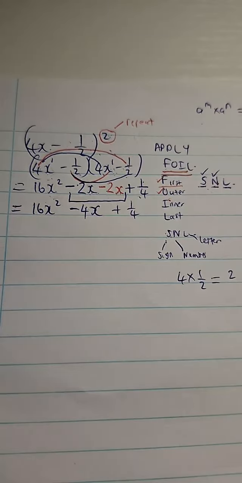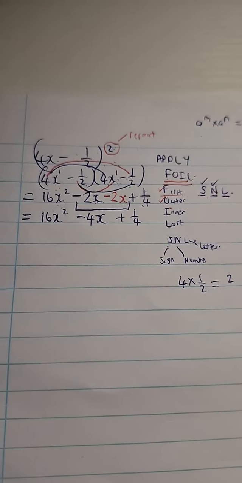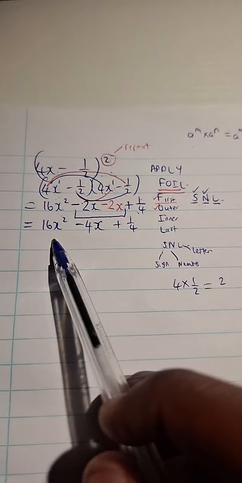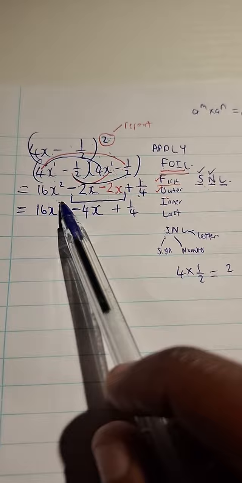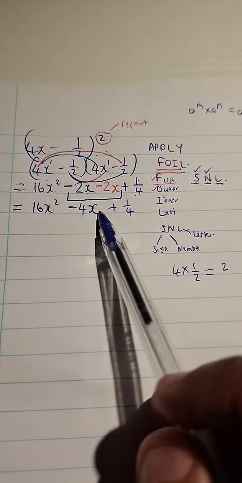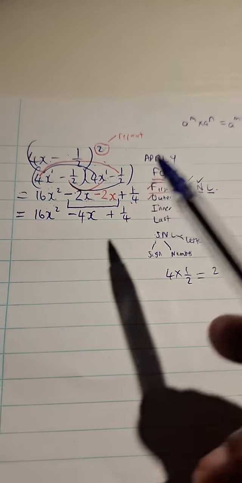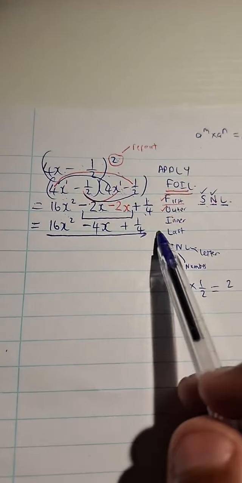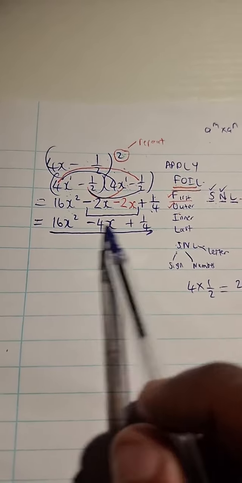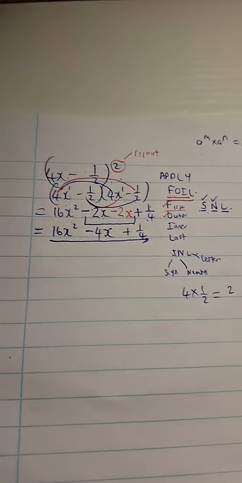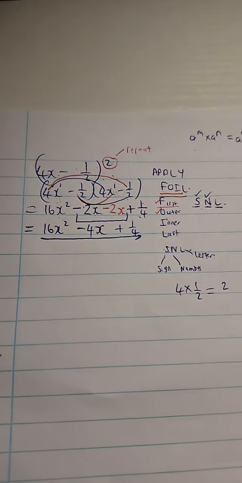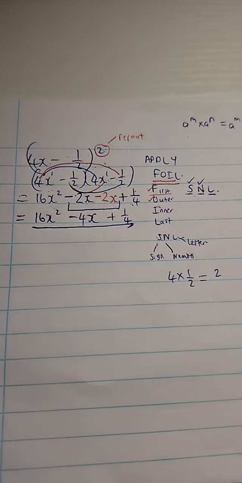Then that 1 over 4 is unique. It does not have a like term. These are all unlike terms. 16x squared is different from negative 4x, is different from a quarter. So we end right there. We cannot add these together. I see some learners adding these things together and I'm like, guys, unlike terms, we cannot add. Okay.